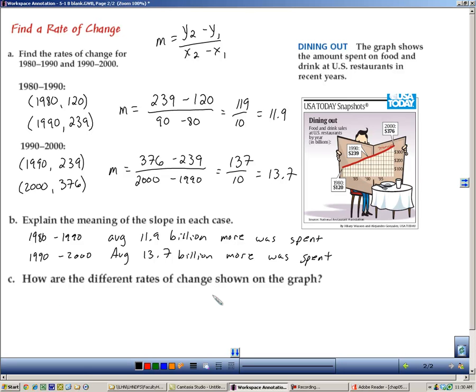And then the last thing, how are the rates shown on the graph? Because the 1990 to 2000 interval is bigger, there was more spent between 1990 and 2000, then we say that it has a steeper slope.